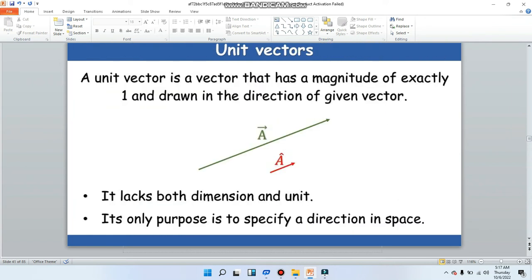So the next one is the unit vectors. A unit vector is a vector that has magnitude of exactly 1 and is drawn in the direction of a given vector. Simply, a vector having magnitude one is called a unit vector. It lacks both dimension and unit. Unit vectors have no dimension and unit. Its only purpose is to specify direction. It just specifies the direction in space.